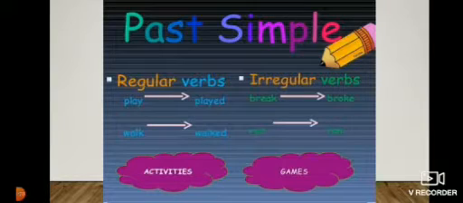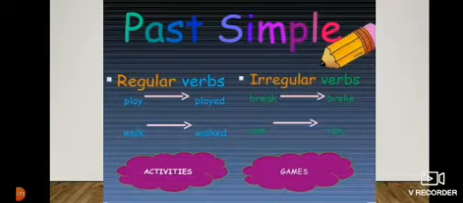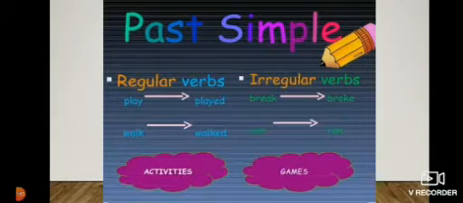In regular verbs you put ed at the end, whereas in irregular verbs you change the whole word, with a different spelling, like break, broke; the verb is entirely different, and we can of course understand that this is the second form of the verb. So this is the difference between regular and irregular verbs.